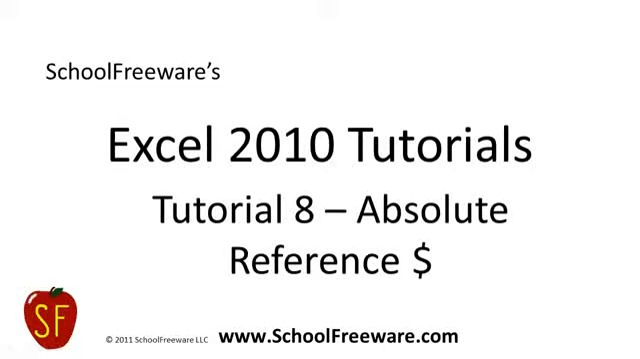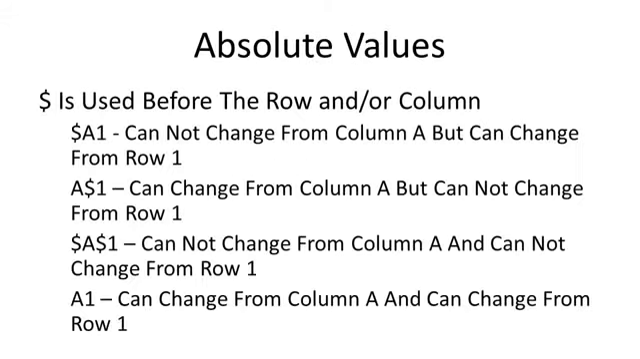Tutorial 8. Absolute Reference. The workbook used within Tutorial 8 can be downloaded for free at schoolfreeware.com. To use an absolute reference, place a $ sign before the row and/or column. Depending where the $ sign is placed, this will tell Excel whether it can change the row and/or column when using the autofill.